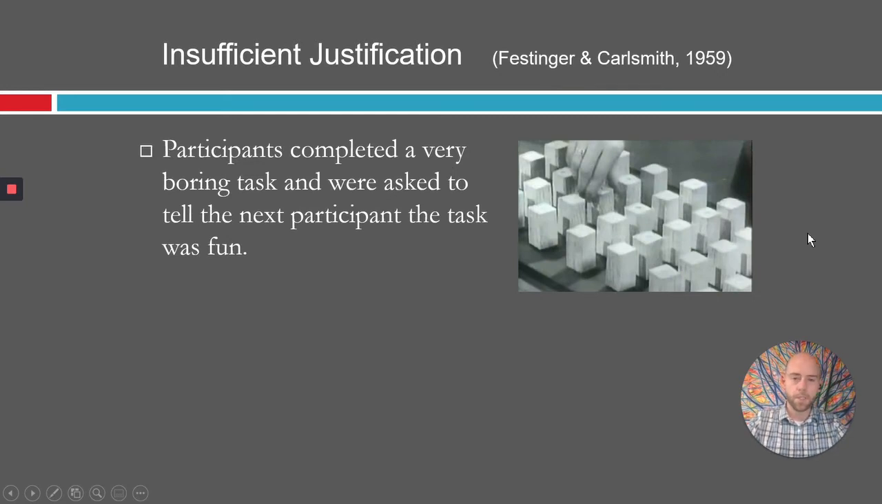The probably most famous example of insufficient justification is from a study that Leon Festinger did with one of his undergrad students at the time, Merrill Carlsmith. And your lead textbook author, Elliot Aronson, actually was involved in this study a bit too, helping them stage it because it was a little bit complicated.